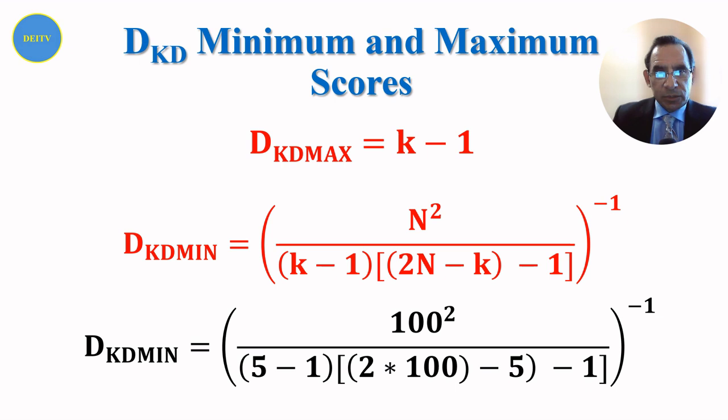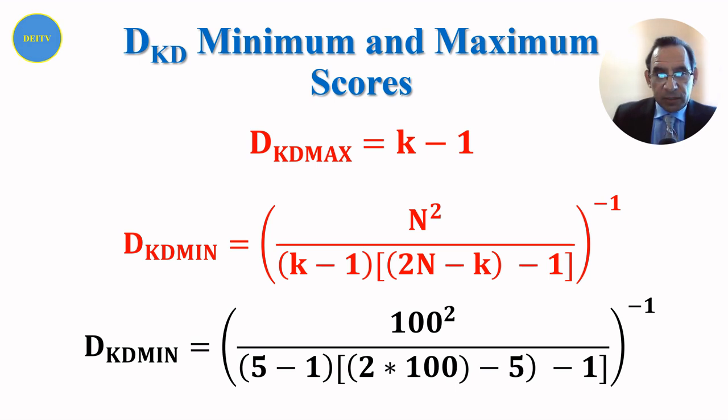Again, as I mentioned a few seconds ago, the Kvalseth odds index has a maximum score and a minimum score. The maximum score is simply k minus 1, so it's the number of groups minus 1. To obtain the minimum value, you take the total number of individuals squared, divide that by k minus 1, again, which is going to be the number of groups minus 1, times the quantity of 2 times n minus k, so that's going to be 2 times the total number of individuals minus 5, the number of groups, minus 1.